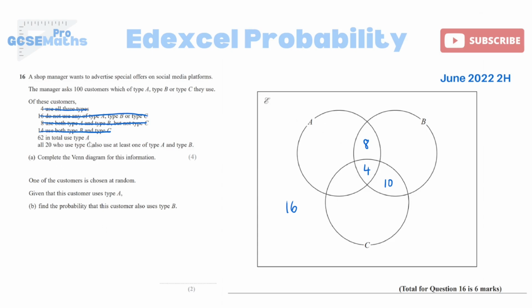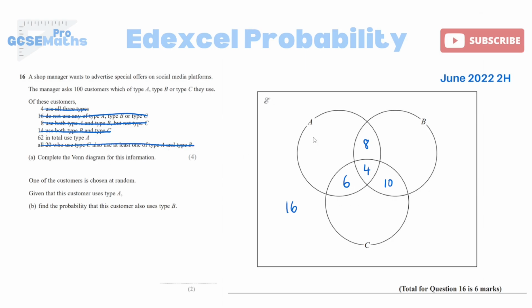So 62 in total use type A, so we know that whole bubble equals 62, but I'm not really sure about what A and C might be, so I'll hold on to that for a minute. All 20 who use type C, so that's the whole bubble is 20, for C, also use at least one of type A and type B. So that means that there's nothing in just C. That actually the 20 represents these overlaps here. So I can use 20 to work out this final overlap. I know that's 4 and 10, which is 14. 20 minus 14 is 6, so 6 has to go here.